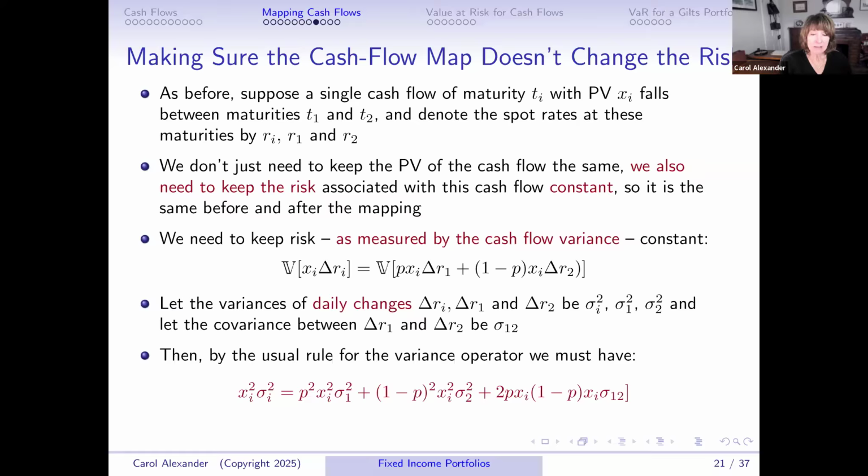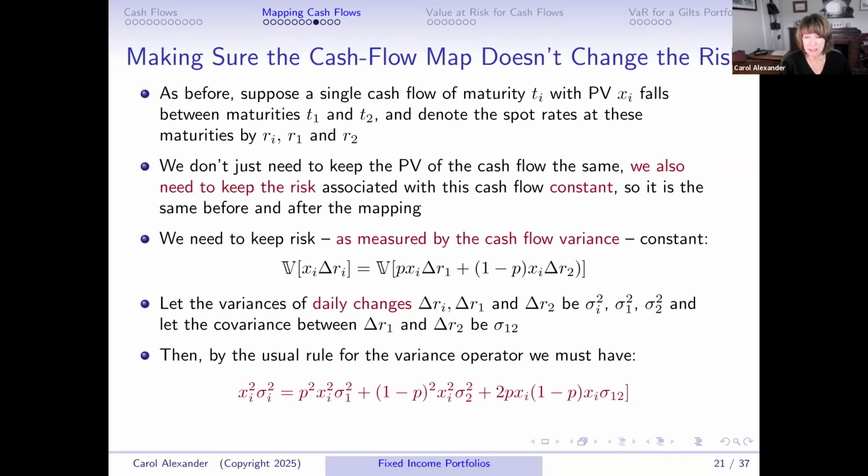And the variance of Xi delta Ri on the left-hand side here can also be written as Xi squared, because that's not a random variable. Xi is some present value. So Xi squared times the variance of delta Ri. For short, I'm going to denote the variance of delta Ri by sigma i squared. So down on the left at the bottom in red, you'll see Xi squared sigma i squared.